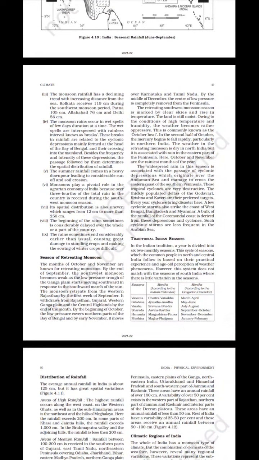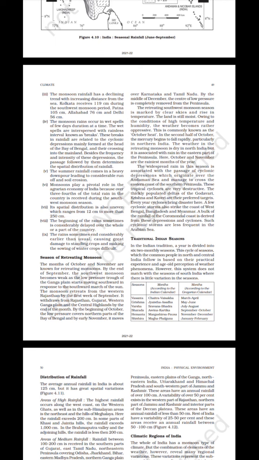The monsoon rainfall has a declining trend with increasing distance from the sea. Kolkata receives 119 centimeters during the southwest monsoon period, Patna 105 centimeters, Allahabad 76 centimeters, and Delhi 56 centimeters. The monsoon rains occur in wet spells of a few days' duration at a time.